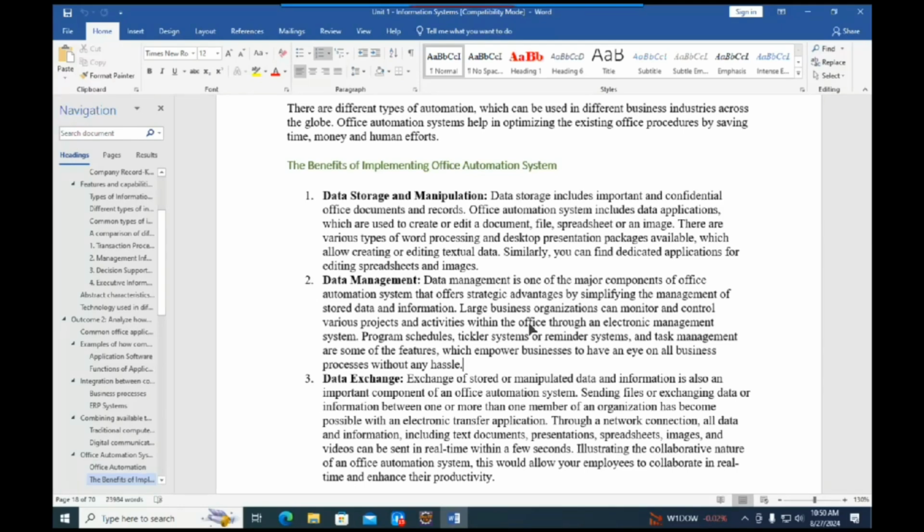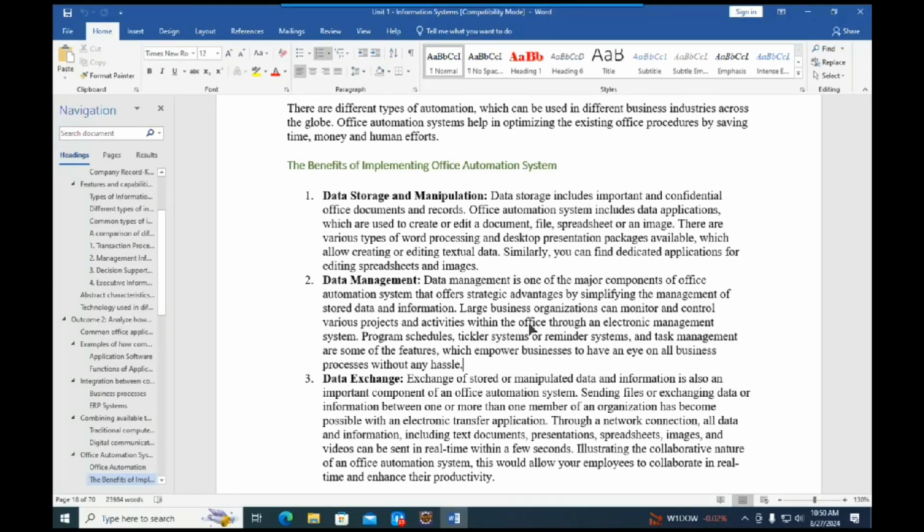Number two, we have data management, which is one of the major components of office automation systems that is giving us some strategic advantages by making sure it simplifies the management of the data that is stored and the information.